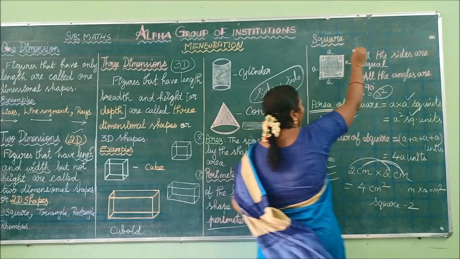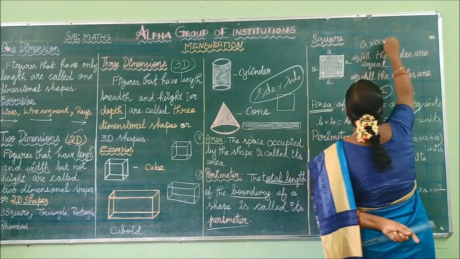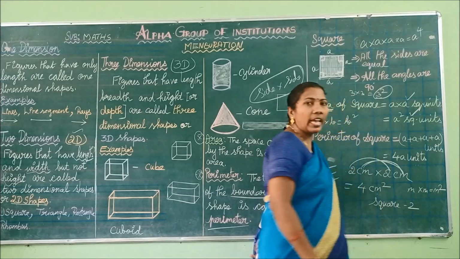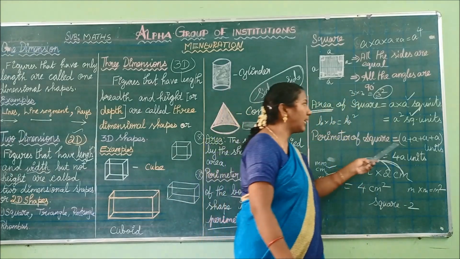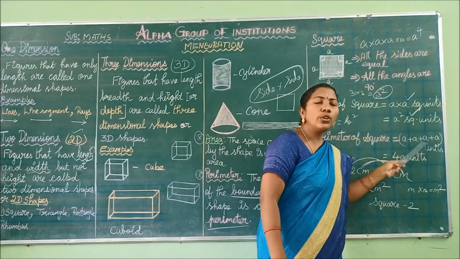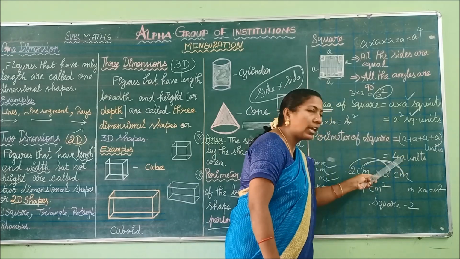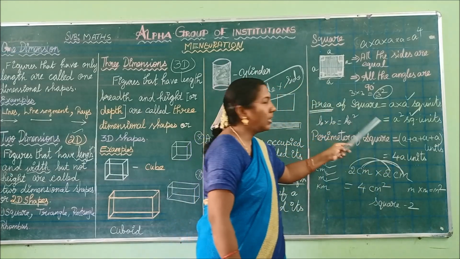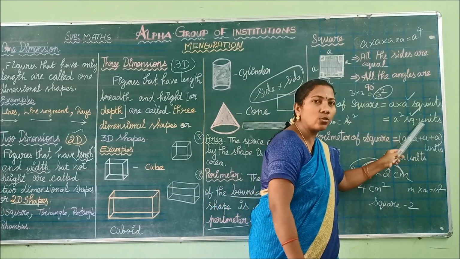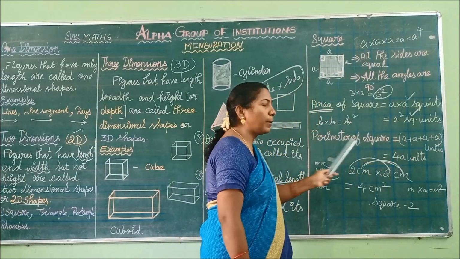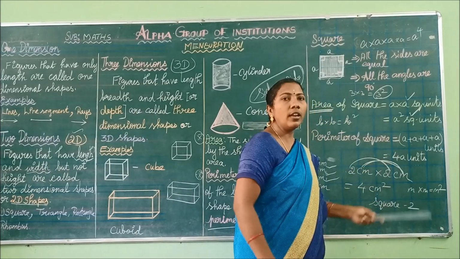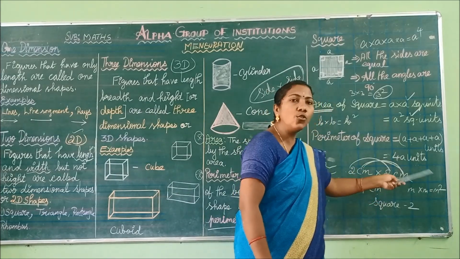If you multiply the A 4 times, you have to write A power 4. But here we are adding the A 4 times, so you have to write 4A units. What is the formula for area of square? A square, square units. What is the formula for perimeter of square? 4A units. Why are we writing 4A units here?